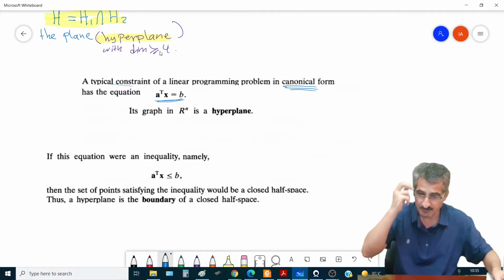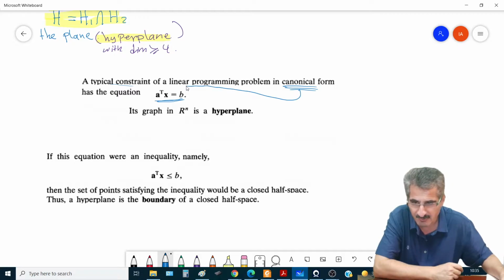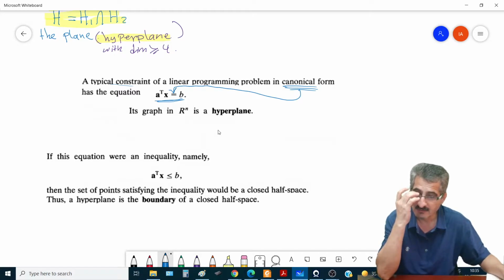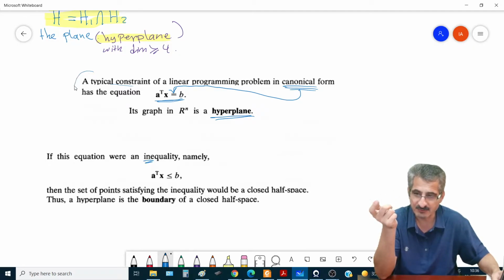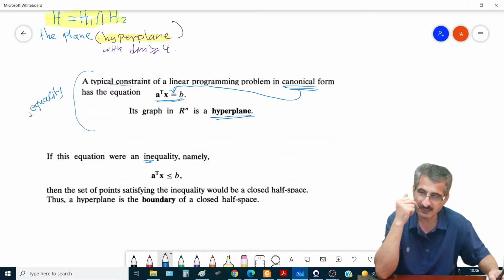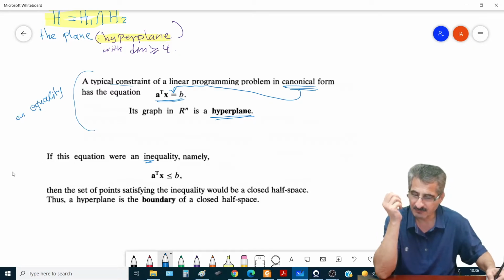Okay, so when we are in canonical form, we have this equation, and the points that satisfy it will be called a hyperplane. Now, this is the case where we have equality. We are talking here about when we have equality and inequality. What if we have an inequality?